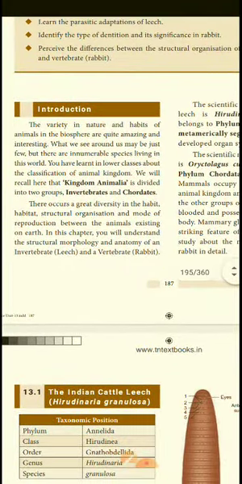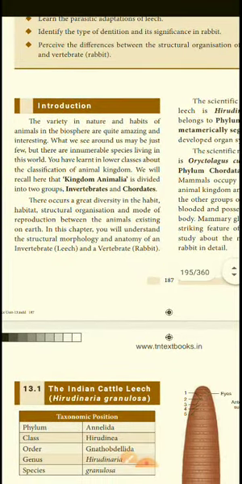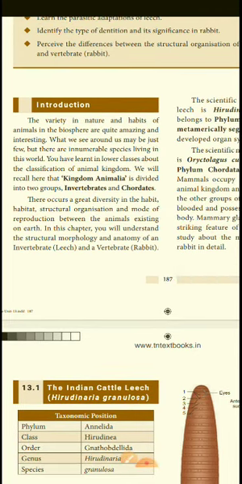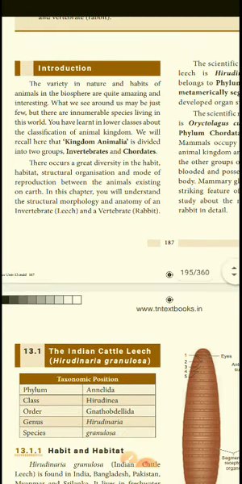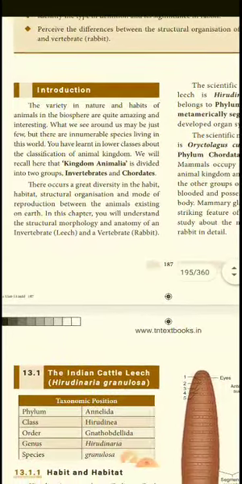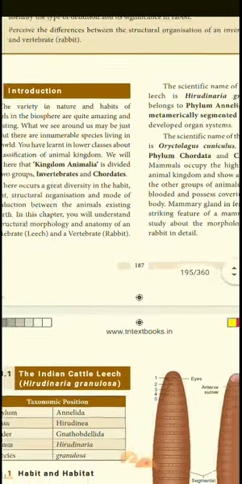So there is diversity in habit, structure, organization, and mode of reproduction among the animals existing on earth. In this chapter we will understand the morphology and anatomy of invertebrates. An invertebrate example is the leech and a vertebrate example is the rabbit. In these two animals we can study the morphological and anatomical structure.